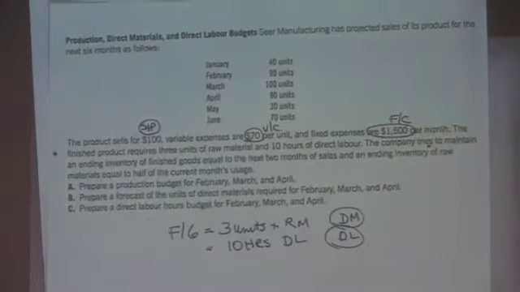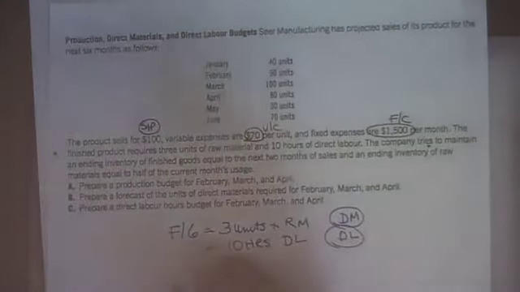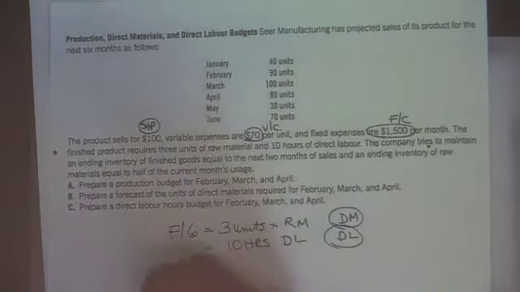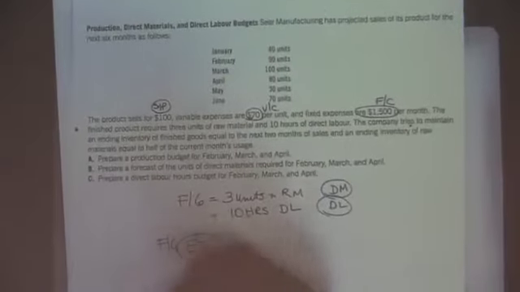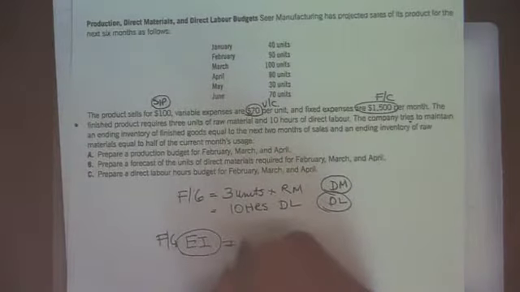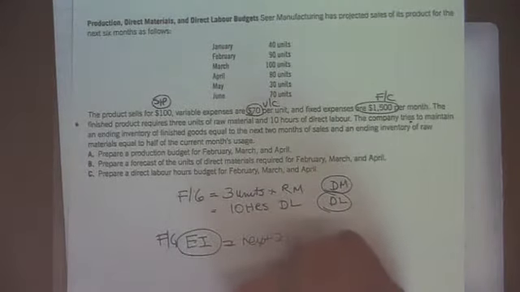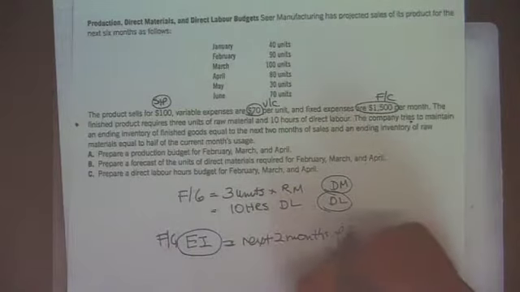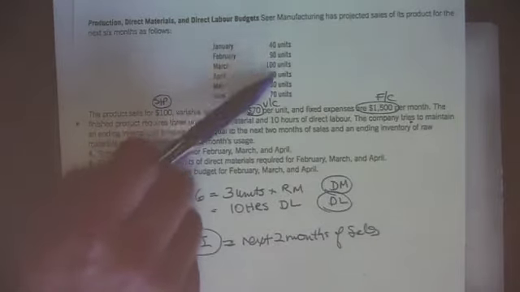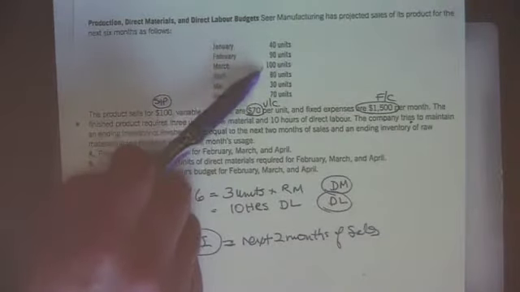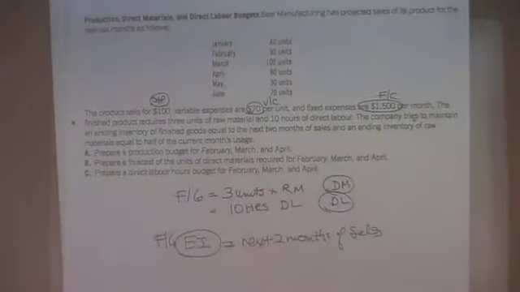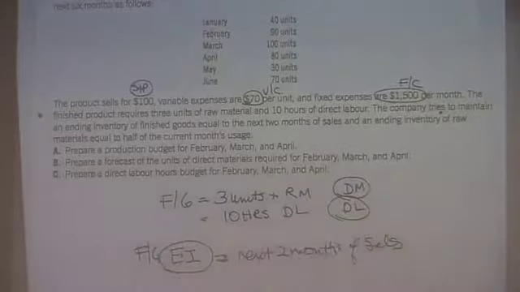Okay? The company tries to maintain ending inventory of finished goods equal to the next 2 months of sales. So for January's ending inventory, we want 190, for example. Okay? It's important. Now, every one of these are relationships, and these relationships have been developed over time.